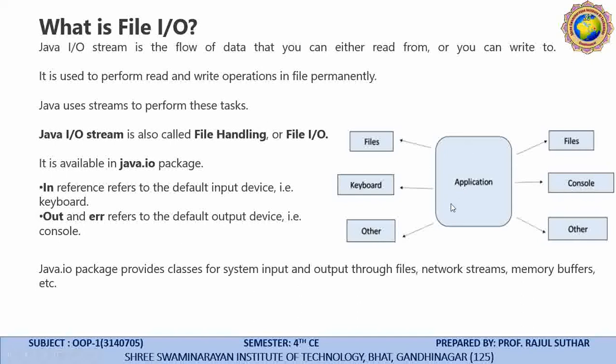If you run the particular program, the black screen that represents your output is called a console. The java.io package provides the classes for system input and output through files, network streams, memory buffers, etc. That is called the Java IO package.